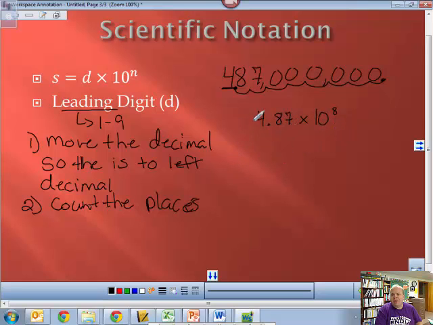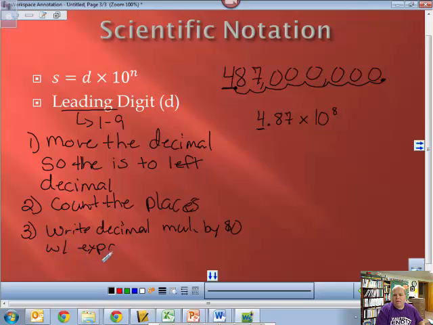Now, it is really important that the number over here is written where the leading digit is between 1 and 9. And as a product, I'm not adding here, I'm multiplying. So step 3 would be, to write the decimal and multiply it by a power of 10 with the exponent being the places the decimal moves.